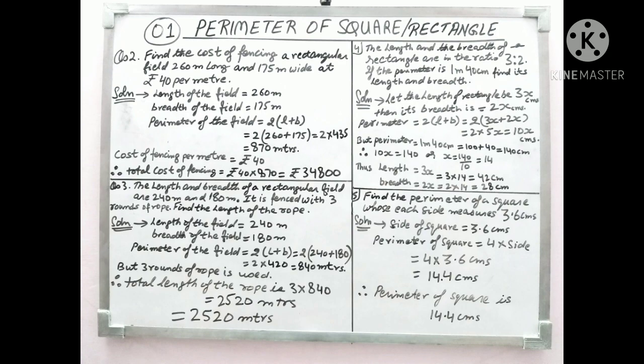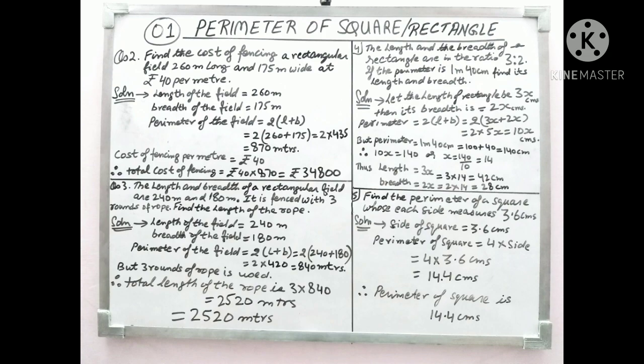So as per the question, the length of the field is equal to 240 meter and the breadth of this field is 180 meter. So the perimeter of the field will be twice length plus breadth, that is 2 into (240 plus 180), which comes out to be 420 into 2, and finally we get the answer as 840 meter. Now this is actually the perimeter. Perimeter means just one round of the boundary.